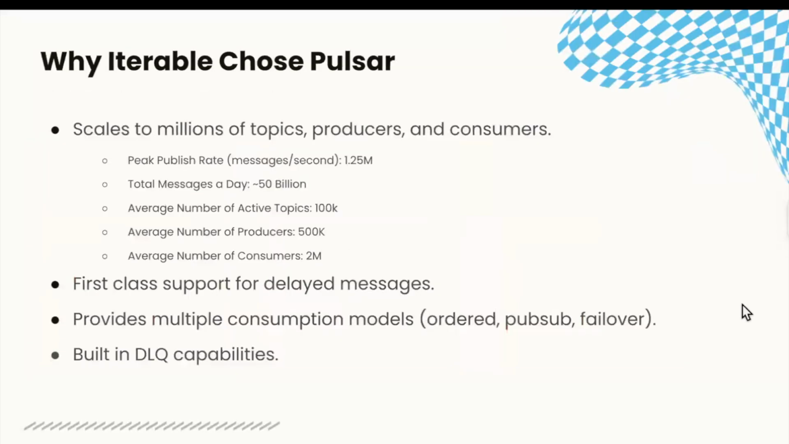So this is basically why we ended up choosing Pulsar. Reason number one is its scalability, like we said, millions of topics, producers, and consumers. These are about our statistics for a normal day for us now. Our peak publish rate on a normal day, that's messages per second, is a little over 1 million messages per second, or about 1.25 million messages per second. But again, our volume is very spiky throughout the day, so we're not getting that constantly. But our total messages a day through all of our clusters, we have 8 across our different environments, is about 50 billion messages a day.